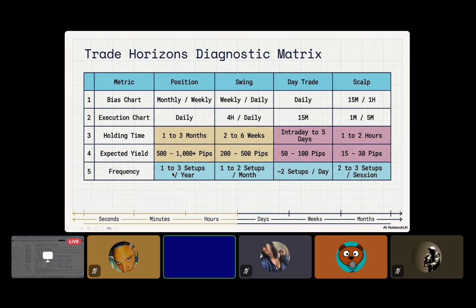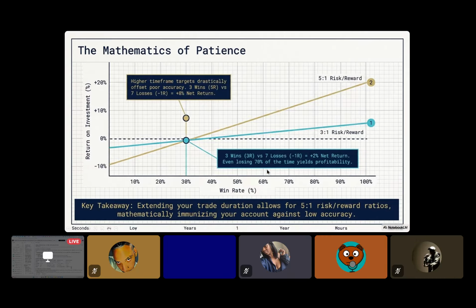The frequency here, you'll probably get 1 to 3 setups a year with these position trades. So keep that in mind. With swing trading, 1 to 2 setups a month. With day trading, this is roughly 1 to 2 trades a day. Whereas scalping, you might get 2 to 3 setups in a session. Sessions are like New York session, London session, Asian session, and so forth. So keep those things in mind.